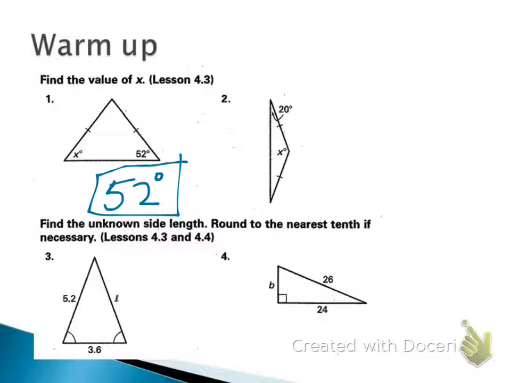All right, same idea on number 2. We have 2 sides that are congruent. So the angles opposite those sides are congruent. So if this little guy on the top is 20 degrees, this little guy down here is also 20 degrees. But that's not the angle we're looking for. We're looking for this big angle. So what can I do to find it?